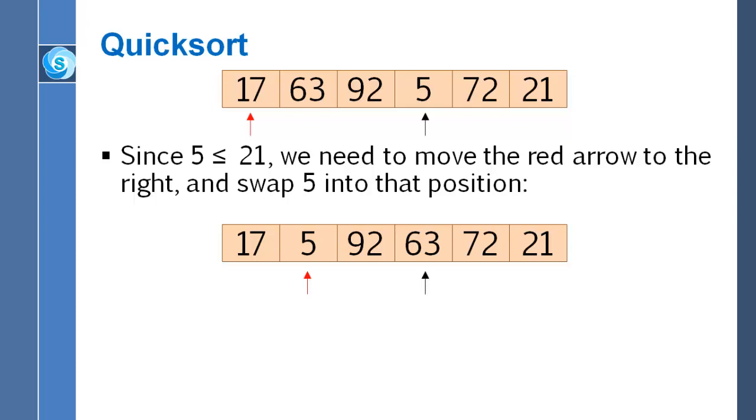Let's continue. So we advance the black arrow, and we'll be pointing at 72. Well, 72 is bigger than the pivot, so we just advance the black arrow again, and now it'll be pointing to 21. And of course, we're at the end of the array now. When we examine 21, we see that it is less than or equal to the pivot, and therefore we have to do a swap again.